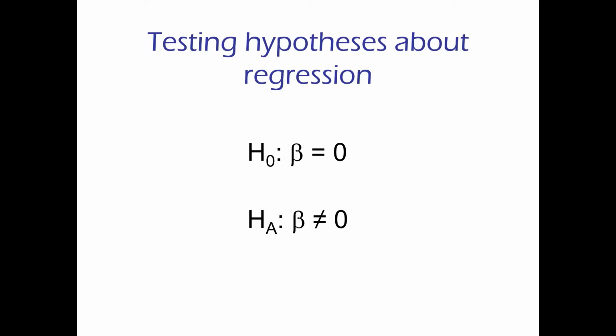As we already introduced in previous slides, when the slope is 0, it means there is no relationship between the two variables. Therefore, our hypothesis test about regression is based on the slope. So we want to know whether, in our population, the slope, beta, is 0 or not. In the null hypothesis, the slope is 0, meaning there is no relationship between the two variables. In the alternative hypothesis, beta is not 0, meaning there is a linear relationship between the two variables.